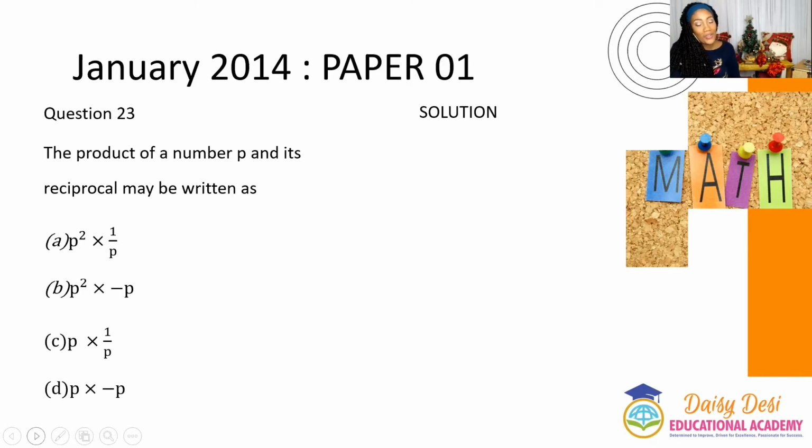Okay, so this is January 2014, paper 1, question 23. The product of a number P and its reciprocal may be written as. Now, we know by now what product means because we did it before. Product means to multiply.